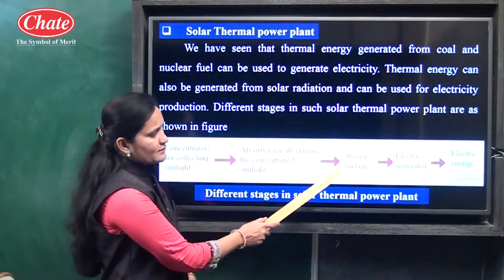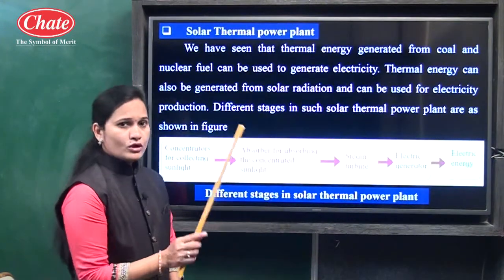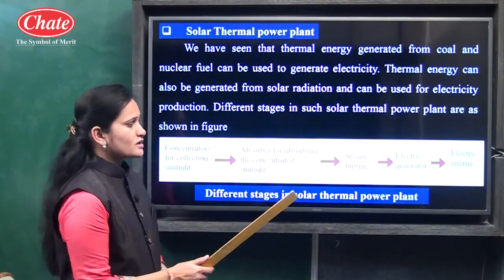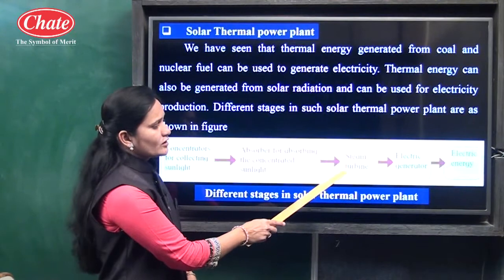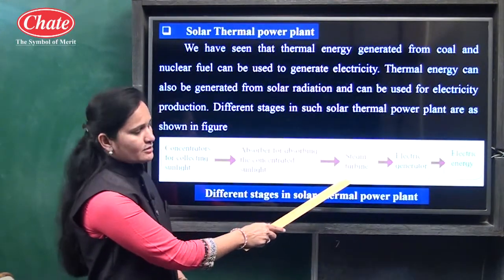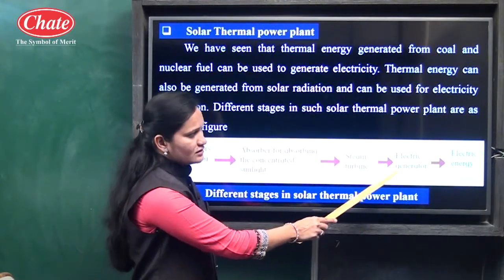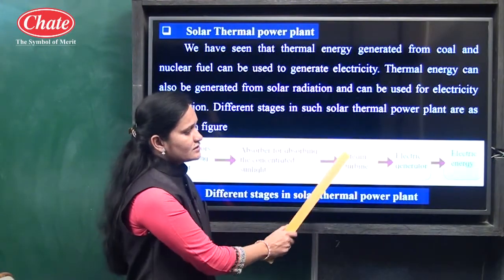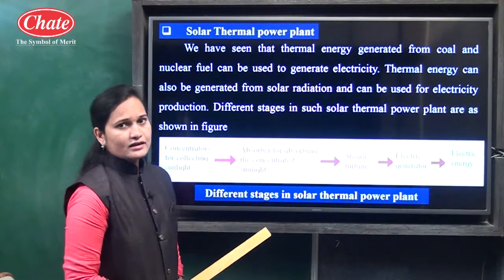After that, a steam turbine is connected there. It means it is connected to the water tank, by which water starts to boil, and whatever steam is produced is directed onto the turbine, and the blades of the turbine start to rotate. This steam turbine is connected with the electric generator, and in this generator, whatever kinetic energy is produced by the turbine gets converted into electric energy.